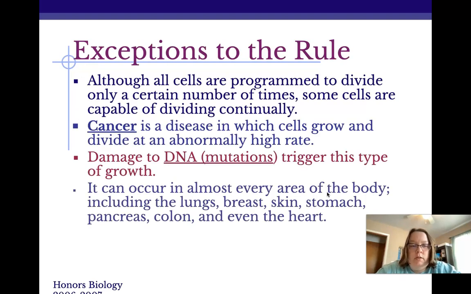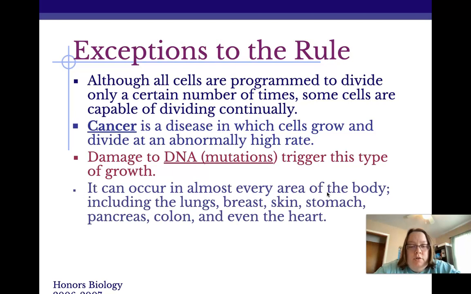There are some exceptions. Even though things are very organized and we have checkpoints, cells are capable of dividing continually. Sometimes things are missed, things aren't caught, and this can lead to cancer. And cancer is a disease that occurs when cells grow and divide at an abnormally high rate. They just continue growing and growing and growing, and then you have these lumps of cells, and those are tumors.